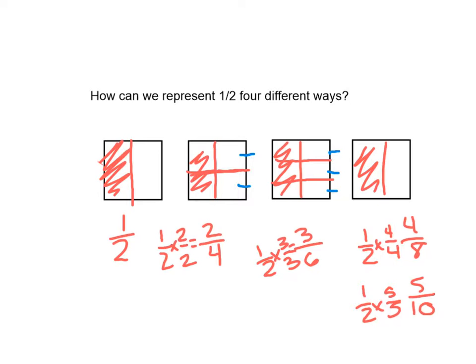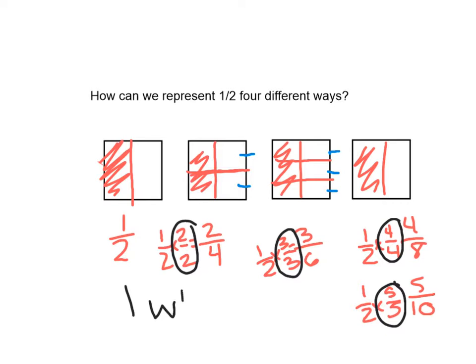So now let's look a little deeper into these problems. So we multiplied here by 2 over 2, and here by 3 over 3, and here by 4 over 4, and here by 5 over 5. Well, what did we really do to that 1/2? All we did to it was multiply it by 1 whole. All of those numbers were multiplied by 1 whole. And you know that any number times 1 is always the same number. So this is a really easy way for us to find equivalent fractions.